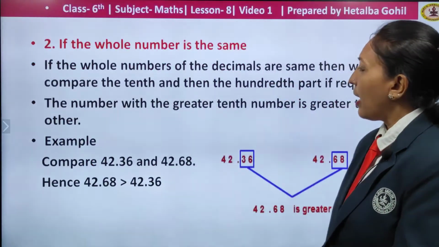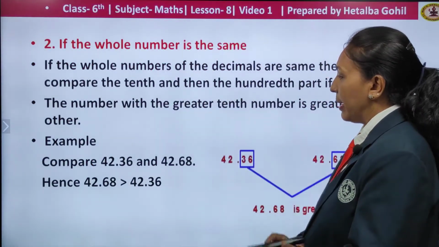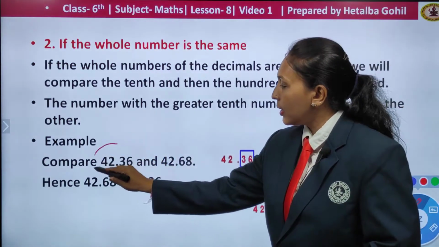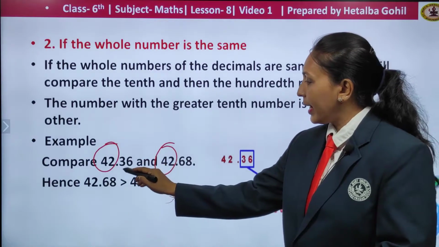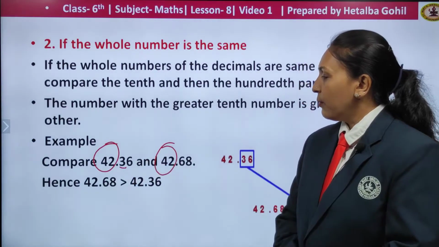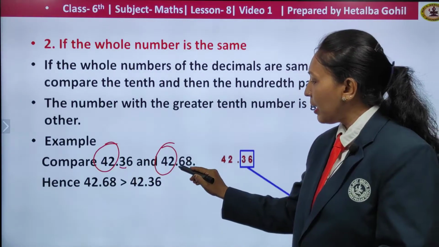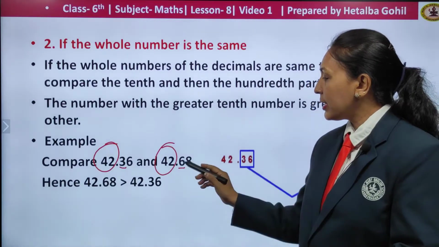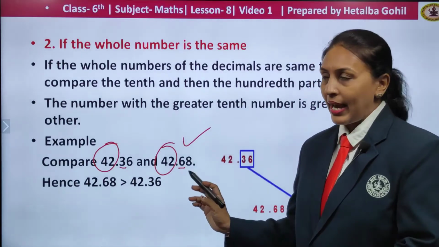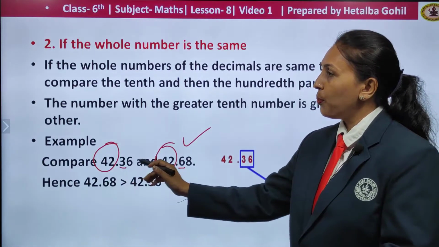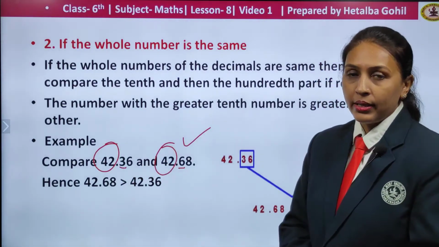Many times you will have that the whole number is same. As I told you, you can see here the whole numbers are same here. Then what do we do? We go to the tens place after the decimal. What is the number? 3. What is the number here? 6. Now which is greater? 6. Okay, that means 42.68 is greater than 42.36 over here.